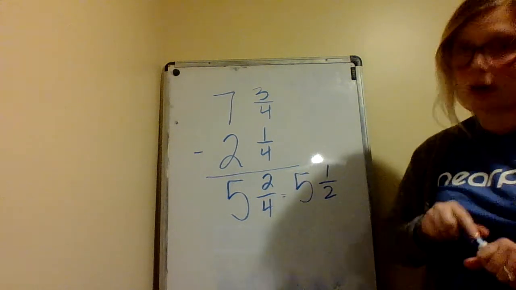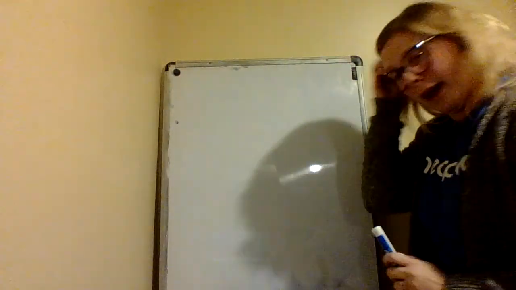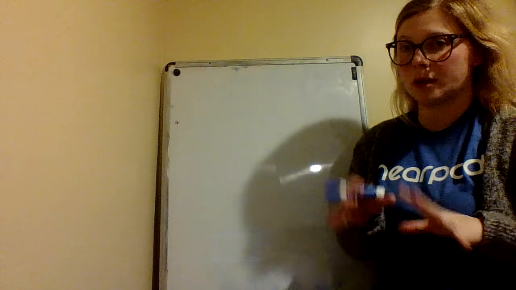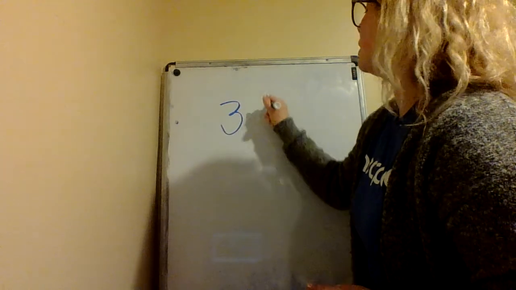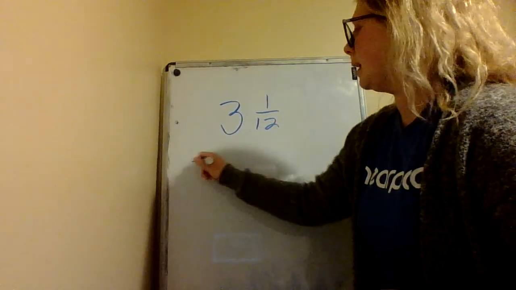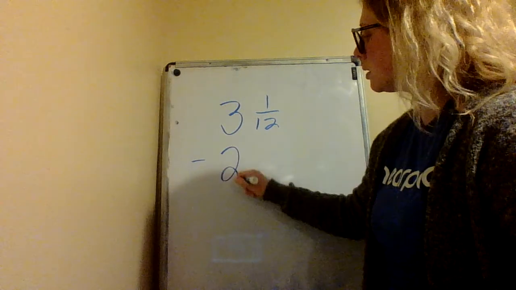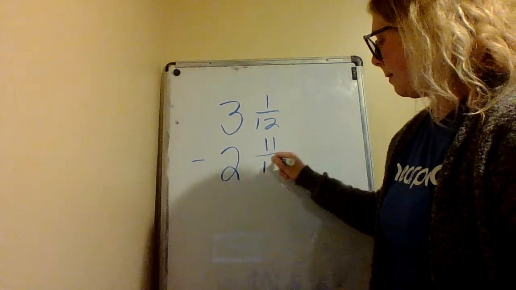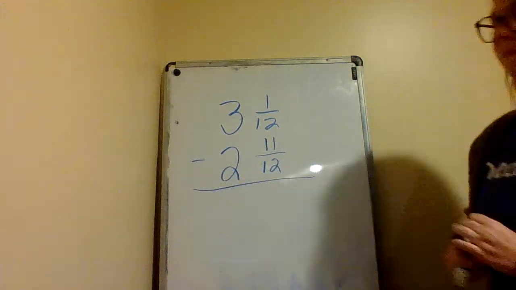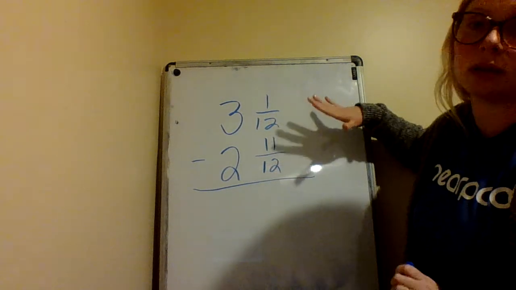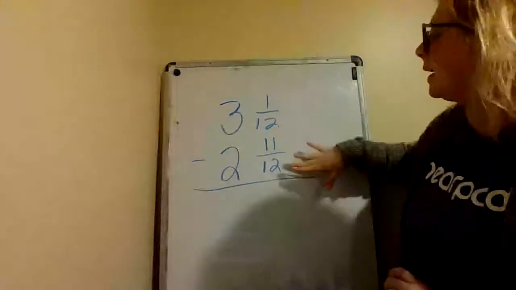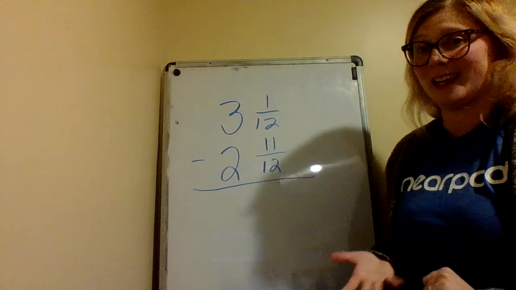Let's try somewhere we are going to have to rename. Let's see. If I had, now these are the ones that we have a little more trouble with. So if I had 3 wholes and 1/12, and I'm subtracting it from 2 wholes and 11/12. Okay, so we look at our problem. We're going to subtract the fractional pieces. 1/12 minus 11/12. Uh-oh, I can't do that.